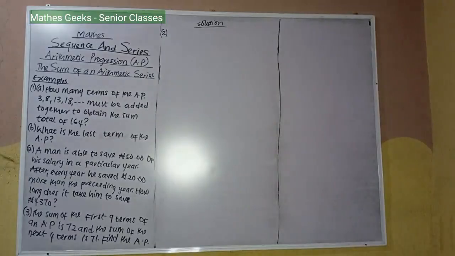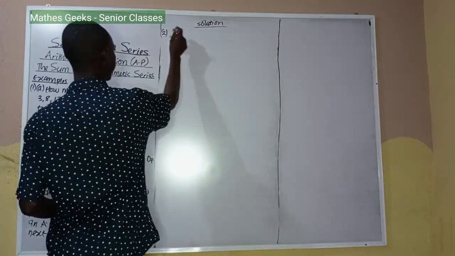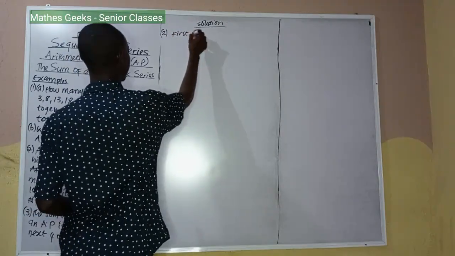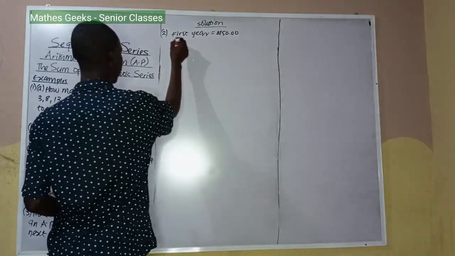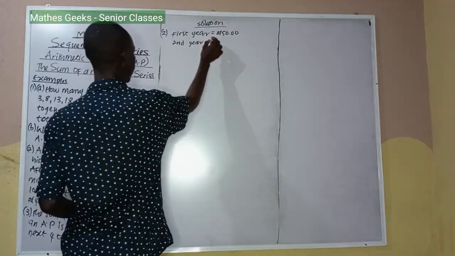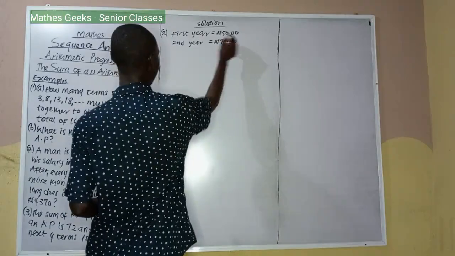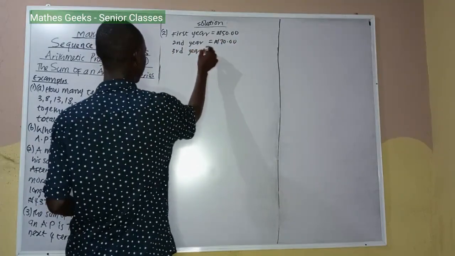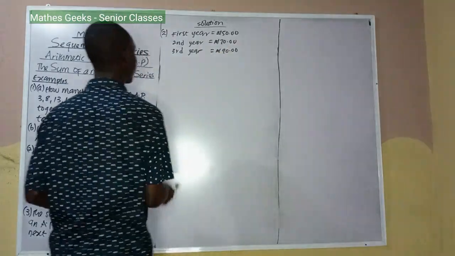Number 2. A man is able to save 15 naira of his salary in a particular year. After every year, he saves 20 naira more than the preceding year. How long does it take him to save 4,270 naira? So the first year, let's just say he saved 50 naira. And the second year, if he saved 20 naira more, that means 20 plus 50, that will be 70 naira. Third year will give us 90 naira. So what do we observe?